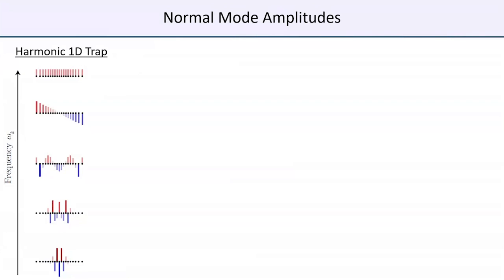This next one down is known as the tilt mode. This is just like in two ions where one ion went one way and the other ion went the other way. Here, the left ions are moving up and the right ions are moving down, but each with their own amplitude.